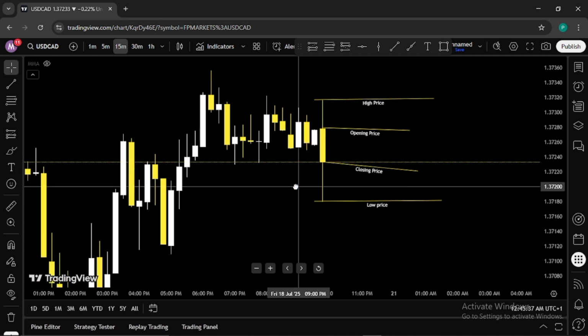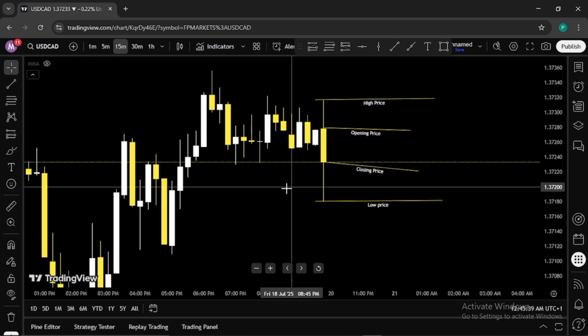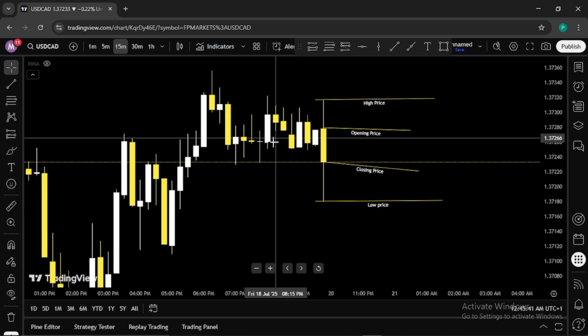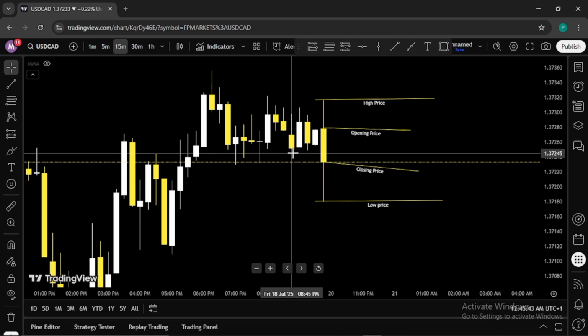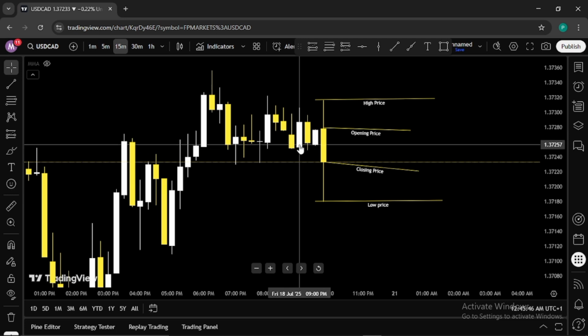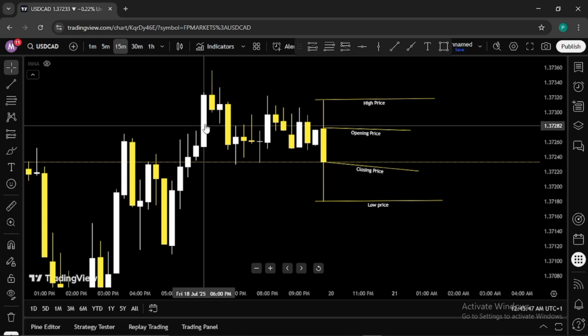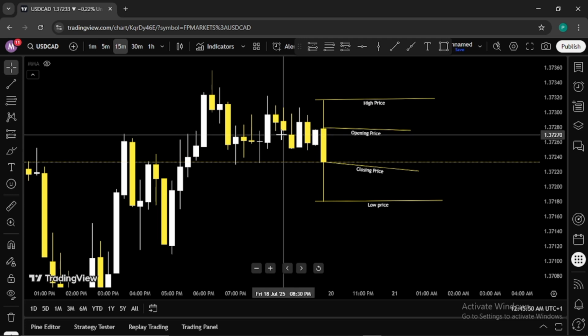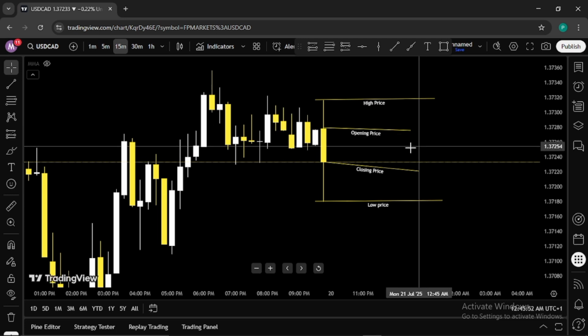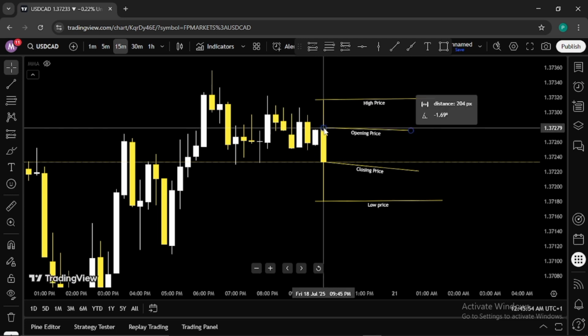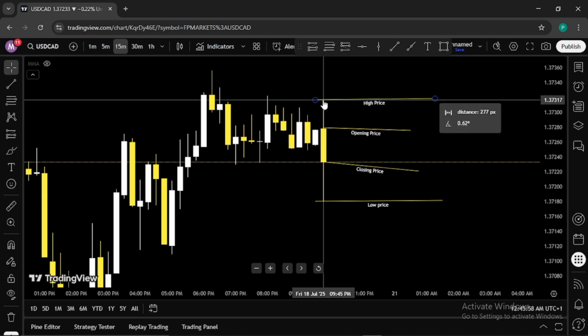Now, since this is a 15 minutes chart, every candle here takes 15 minutes to open, form, and close. Every single bar you see here, every candle you see here, takes exactly 15 minutes. So in this particular candle, you have the open here, and then buyers came in to push the price higher.